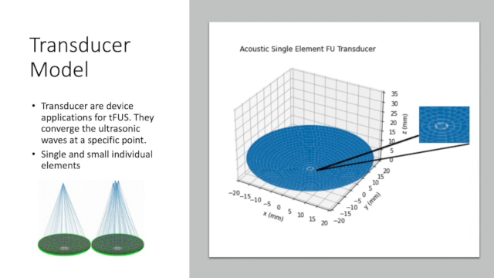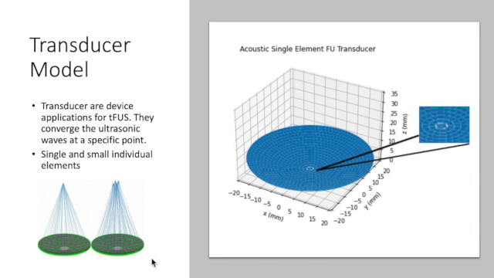Therefore, theoretically, the propagation models should have the same exact thing. The transducer, as shown in the close-up, has small single individual elements, and this enables the ultrasonic beams to reach the focal point with these small individual elements.